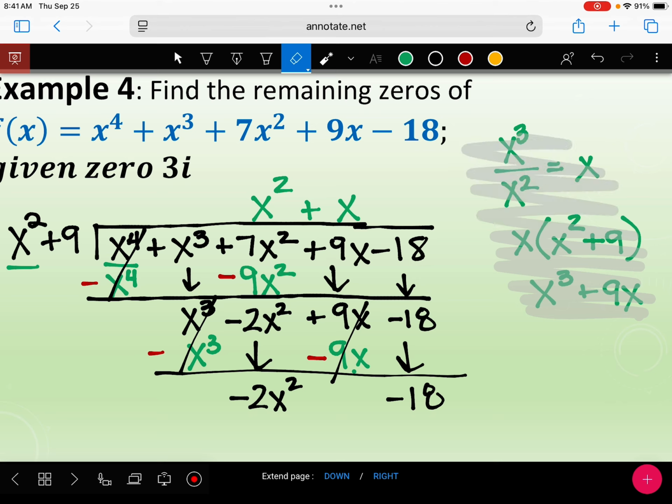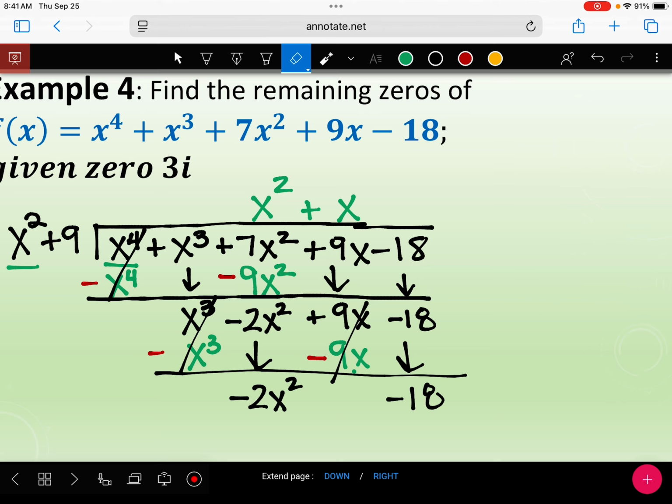Now what's my first term? Negative 2x squared. So let's take that negative 2x squared and divide that by x squared. Look, now we got our quadratic. I could really stop here, but I'm going to finish it just because, just like with synthetic division, we need to end with 0. If you're not ending with 0, then you need to go back and figure out what you did wrong. Because it's a factor, which means your remainder should be 0.